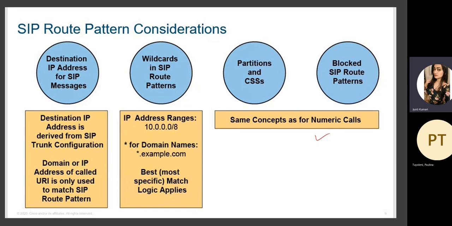Destination IP address is derived from SIP trunk configuration. The domain or IP address of the called URI is only used to match the SIP route pattern. IP address ranges can be in this format for domain name or can be in the IP format. Best or most specific match logic applies.